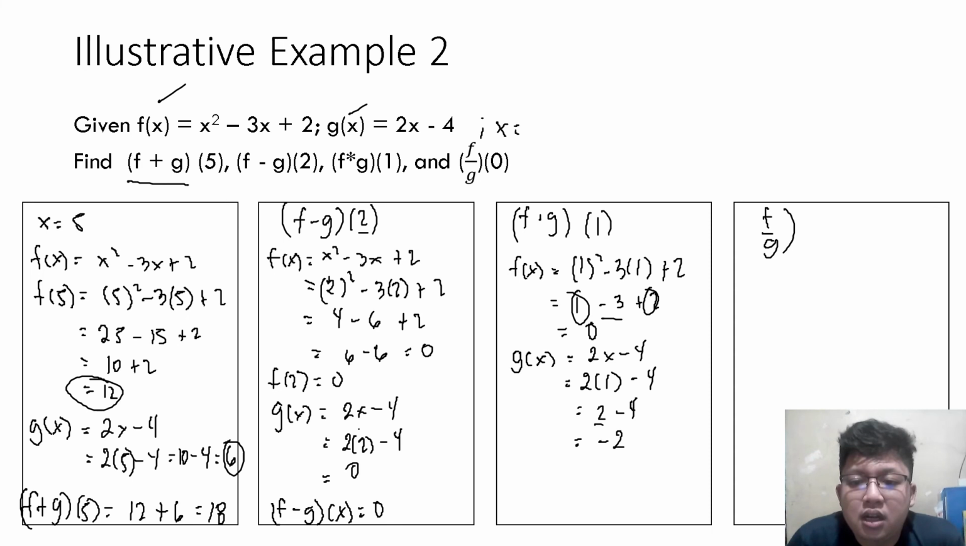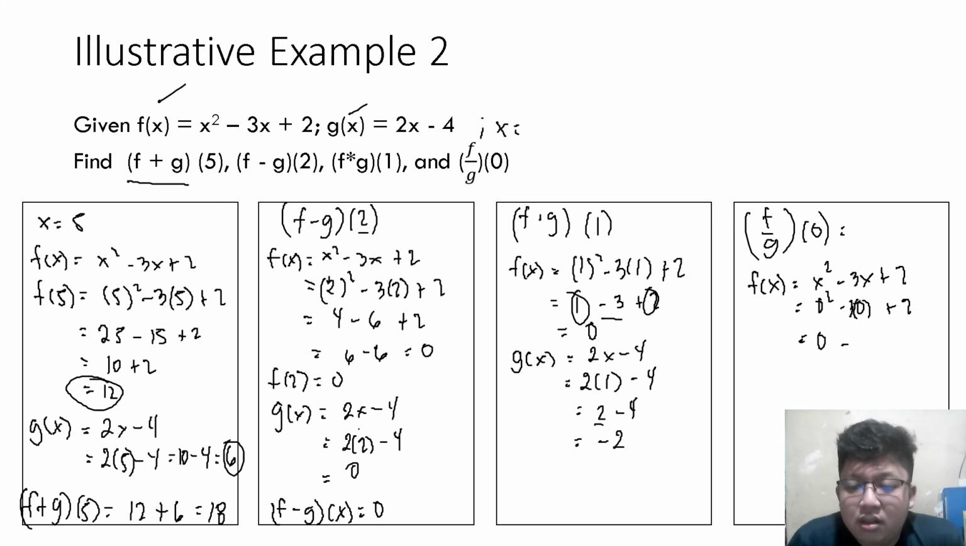F over g of 0. So meaning to say, lahat ng x ay dapat 0 ang value. Ayan. So, f of x equals x squared minus 3x plus 2 equals 0 squared minus 0 times 3 plus 2. So 0 squared is 0. 3 times 0 is 0, plus 2. Meaning to say, f of x is equal to 2.